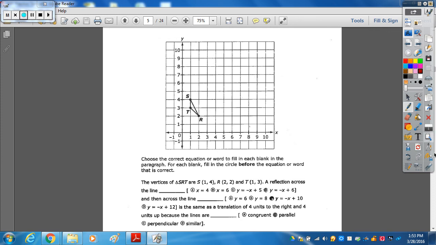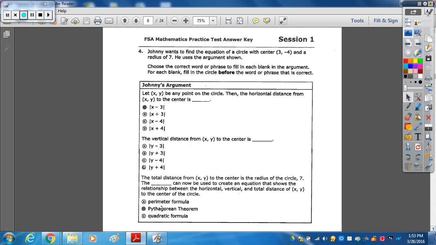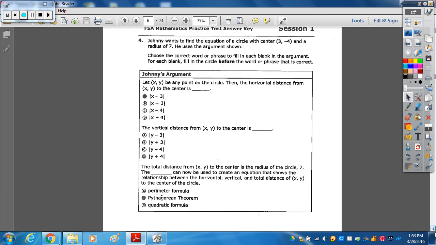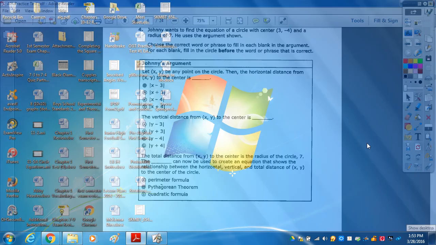All right, let's look at the next one. Side note, I can't stand how sloppy this pen writes. Love the board, can't stand how sloppy it is, okay?